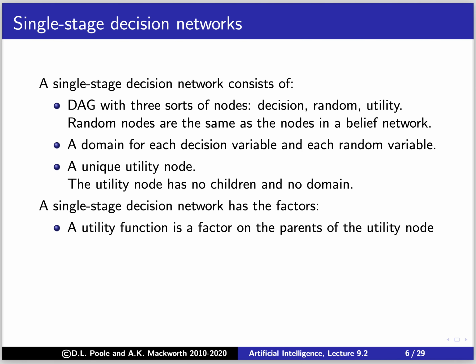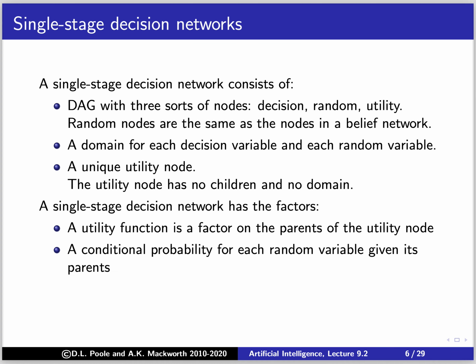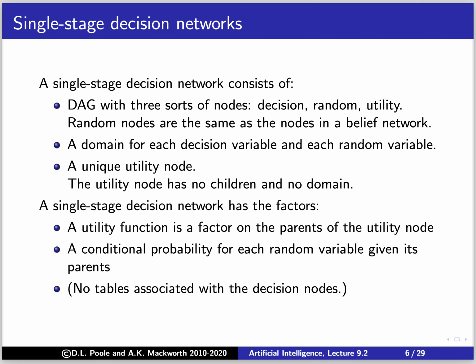Okay. The single-stage decision network has the following factors. There's a utility function as a factor of the parents of the utility node, which says what the utility node depends on. Then there's a conditional probability for each random variable given its parents, just like in a belief network. There are no tables associated with decision nodes.